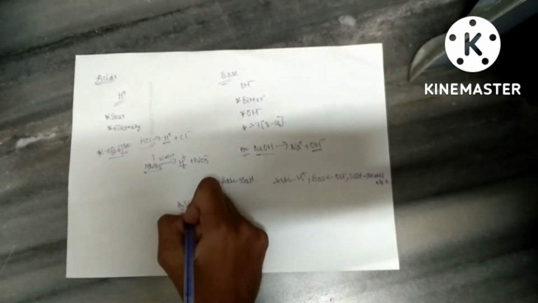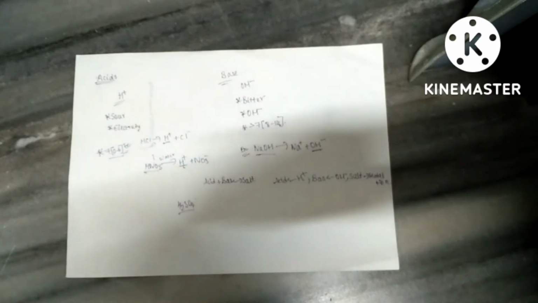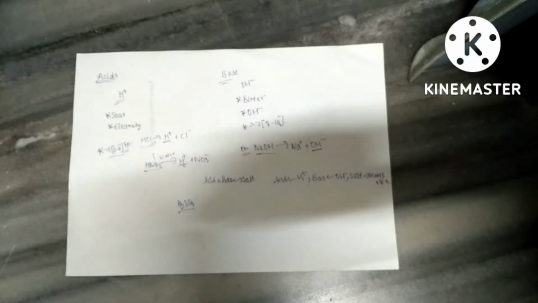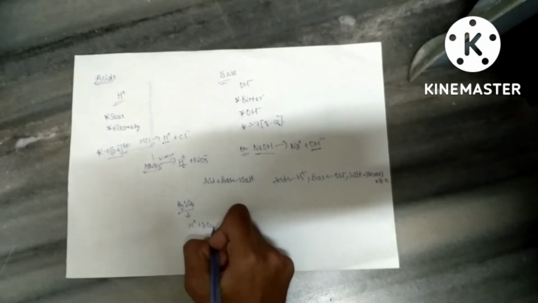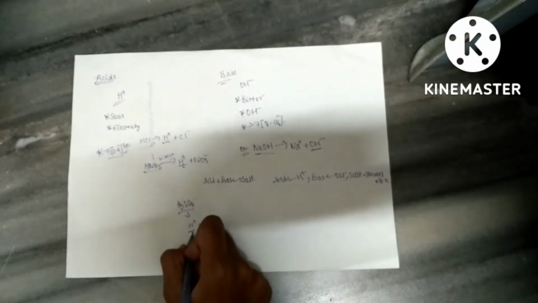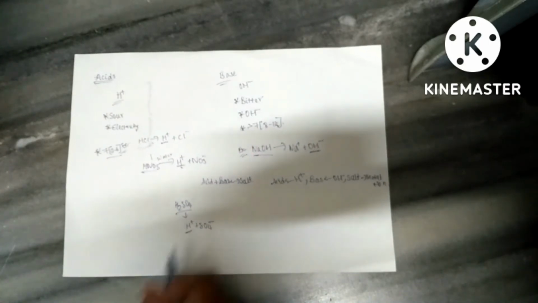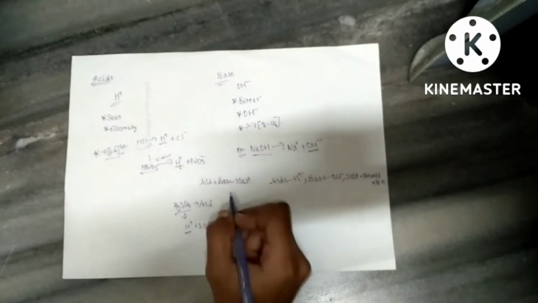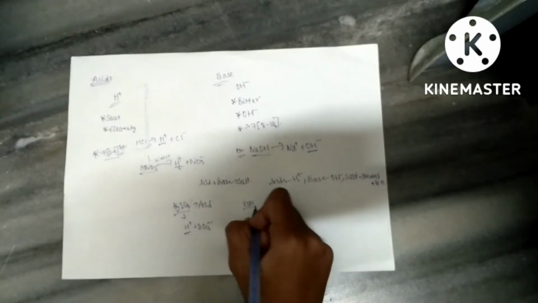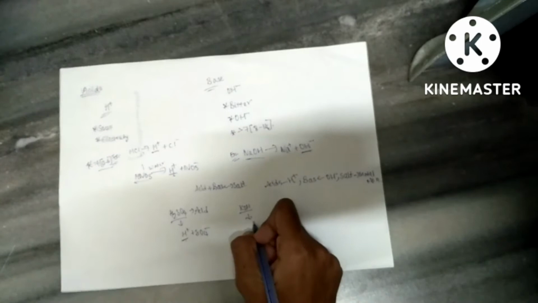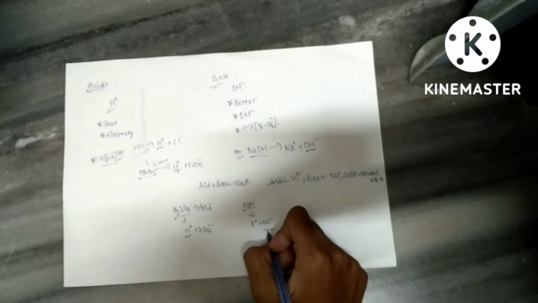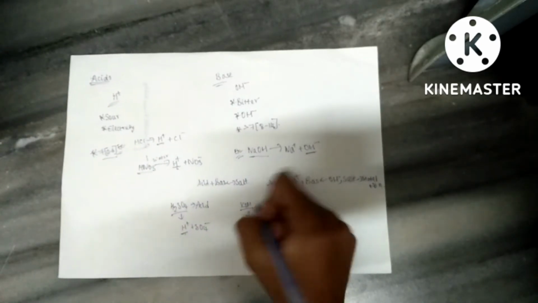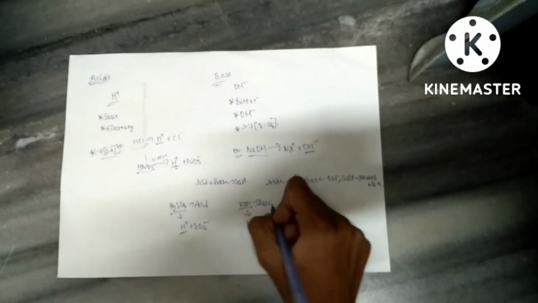For example, H2SO4. Here H2SO4 is an acid. How can we say H2SO4 is an acid? When it dissolves in water, it produces H plus and SO4 minus ions. As it is producing H plus ions, we can say that H2SO4 is an acid. Another example, KOH. When it dissolves in water, it produces K plus and OH minus ions. As it is producing OH minus ions, KOH is a base.